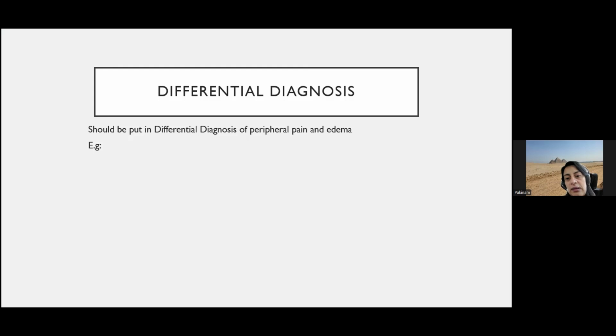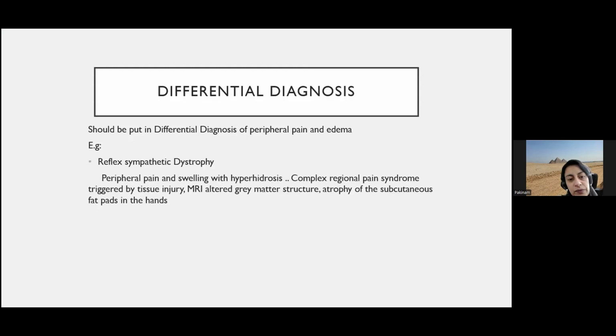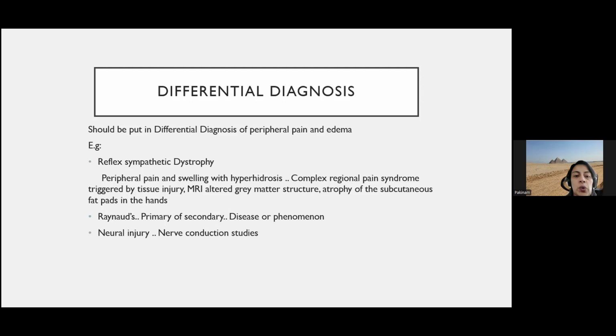We have, for example, reflex sympathetic dystrophy, which is peripheral pain, swelling, hyperhidrosis, which is called complex regional pain syndrome, which is triggered by tissue injury, and the MRI shows gray matter structure and atrophy of the subcutaneous fat pads of the hands. Raynaud's, which can be primary or secondary disease or phenomena. The neural injury can be excluded by nerve conduction studies. Compartment syndrome can be excluded by Doppler. Lymphatic or venous obstruction, which is just swelling, and still Doppler can help.